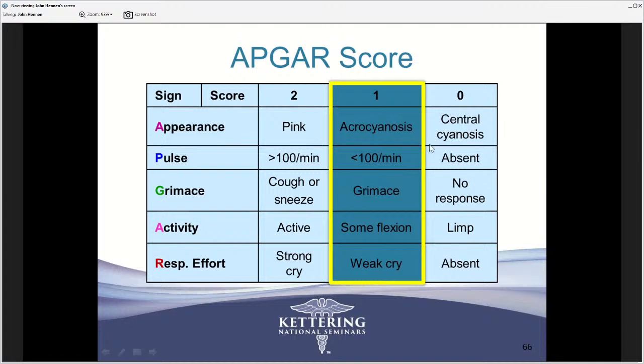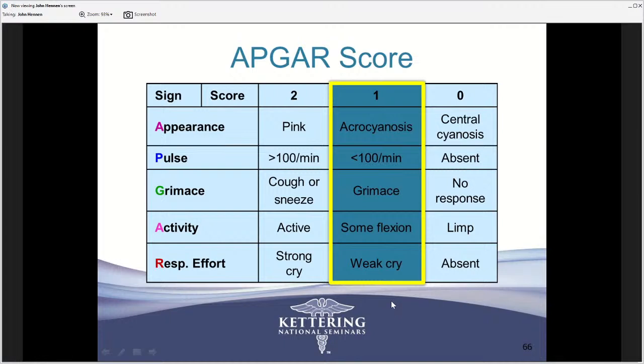So this is worse. Here again, under the pulse, if the heart rate is less than 100, that would be a 1. If it's absent, it would be 0, which is really bad. Or if it's greater than 100, that would be good. So that's what I would focus on, looking at all of the things under here as far as how they would be scored as a 1, what the response would be. And from that, you should be able to determine, okay, is it better or is it worse? And be able to add a score or take away a score from it.